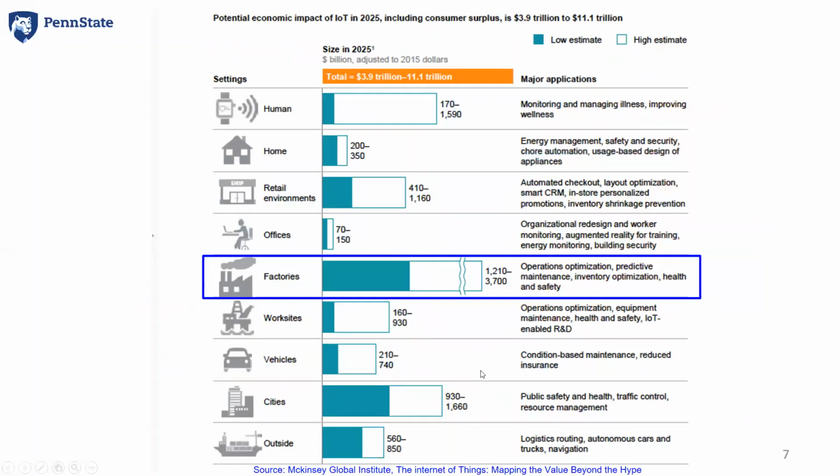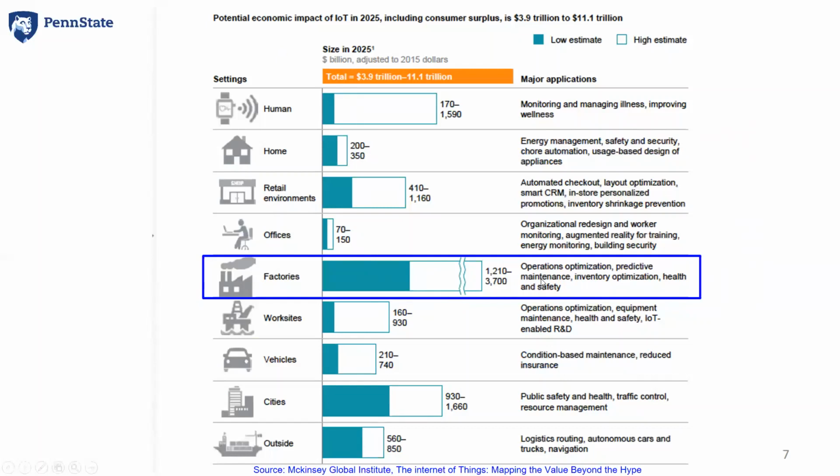The potential economic impact of IoT in 2015, as we can see from here, for the factory is about 1.2 to 3.7 trillion dollars. The applications include operations optimization, predictive maintenance, inventory optimization, health and safety. But this part is only for the smart factory.